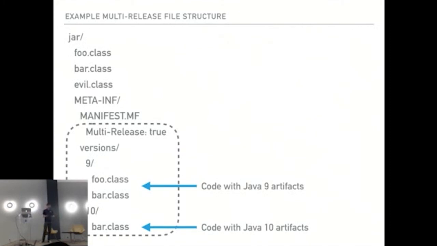But this is a way to take advantage of newer features in a newer release of Java, while still having backward compatibility. And this is also fully backward compatible. If you were to run this jar in Java 8, it wouldn't even know what to do with this Multi-Release: true, so it would just ignore it.